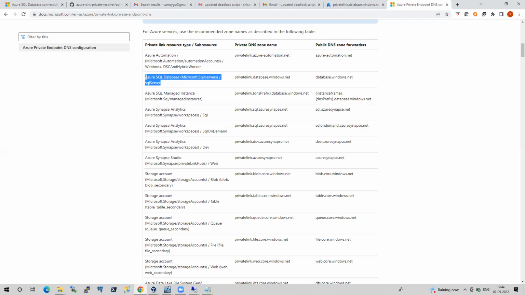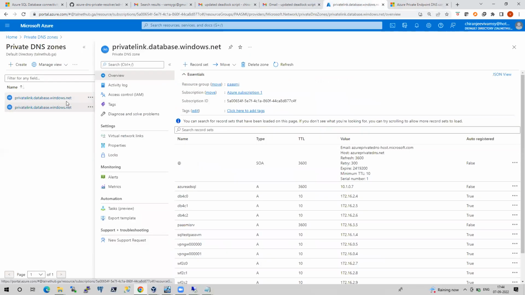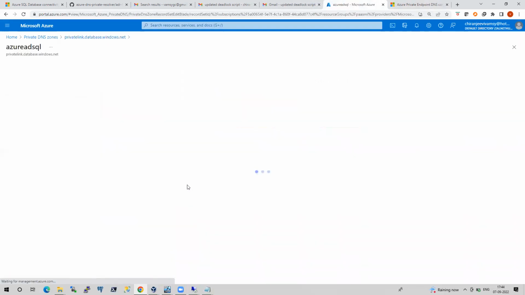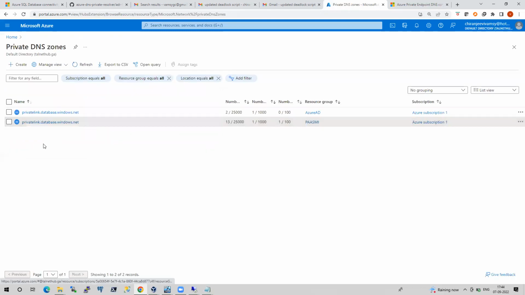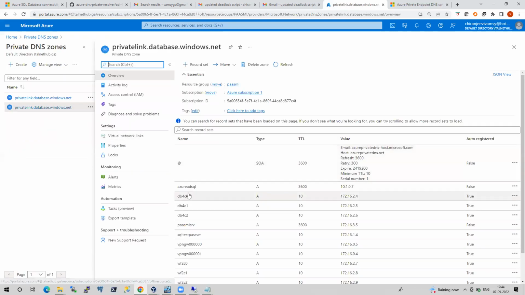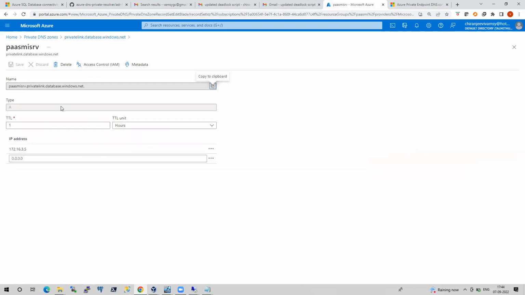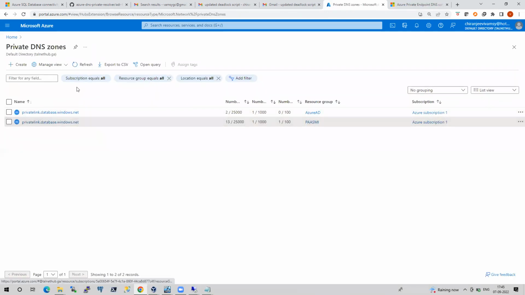First thing. So while creating name, automatically it will pick it up, right? We are not giving that one. No, it will create automatically privatelink.database.windows.net. That's why you are seeing privatelink.database.windows.net. So the complete name will be the Azure name dot privatelink.database.windows.net. It's the same thing for the other one also. What is it? Pass MI. It is passmisrv.privatelink.database.windows.net. That's how it is. Okay.